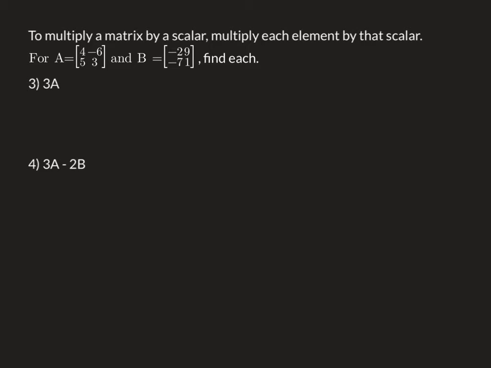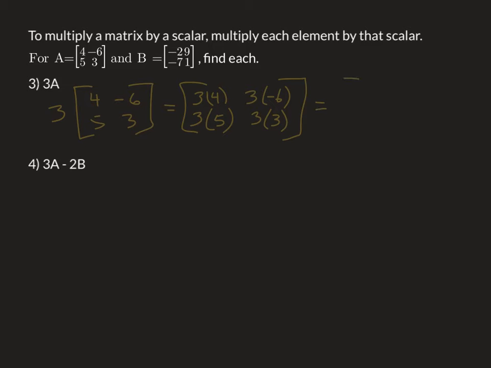For example, in number 3, we want to do 3 times matrix A. So we're going to take 3 and multiply it by all of 4, -6, 5, and 3. And so it's going to look like 3 times 4, then 3 times -6, and 3 times 5, and 3 times 3. And so then the calculations we come up with are 12, -18, 15, and 9 for the bottom row. And there's the matrix after being multiplied by 3.